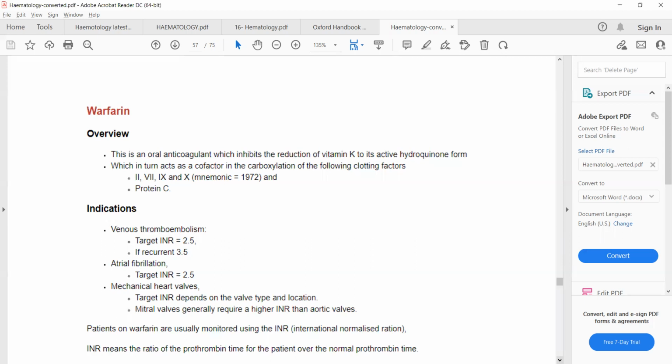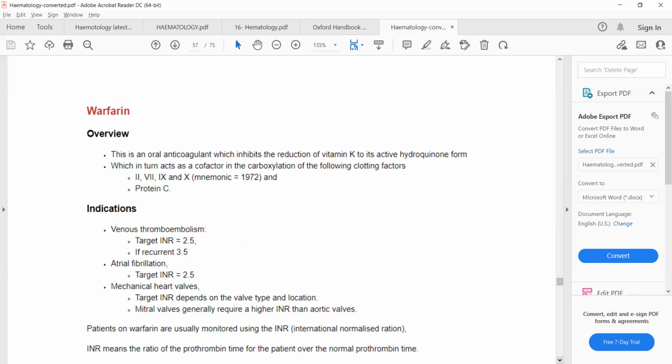Now, warfarin is a medication that is used as an anticoagulant in different conditions, such as venous thromboembolism, atrial fibrillation, and someone with mechanical heart valves to prevent thrombus formation. So there are three important indications for the use of anticoagulation such as warfarin. One is venous thromboembolism, the second is atrial fibrillation, and the third one is mechanical heart valves.